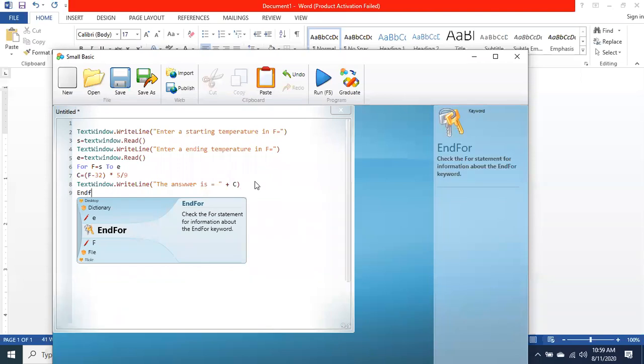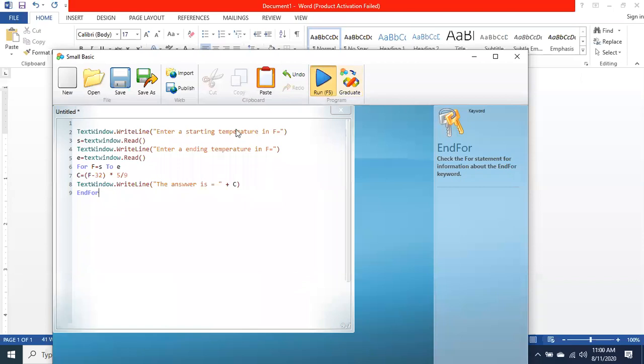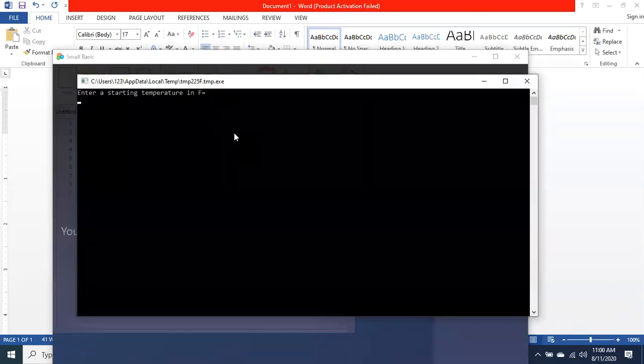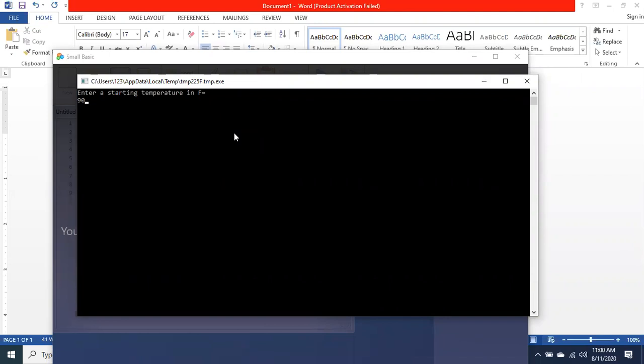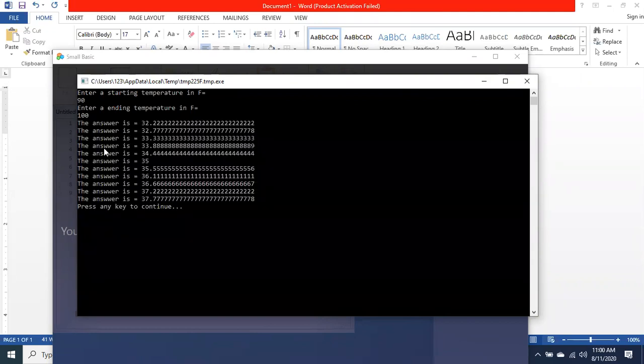Now I should run it and I should see the output. Enter starting temperature. Let's suppose I give 90 as the starting temperature. Ending temperature, let's suppose I give 100. Now see the output. First answer is 32.22, then the second is 32.77, then 33.33.